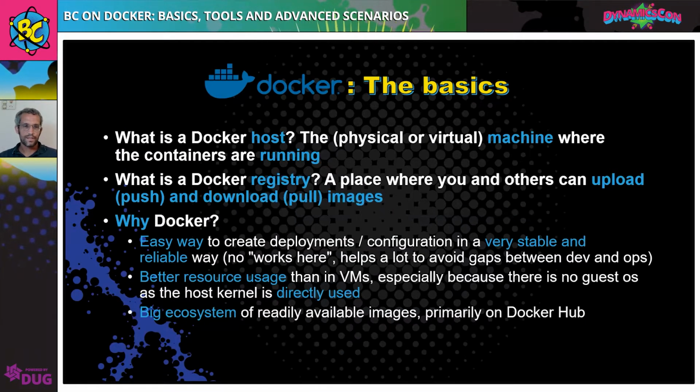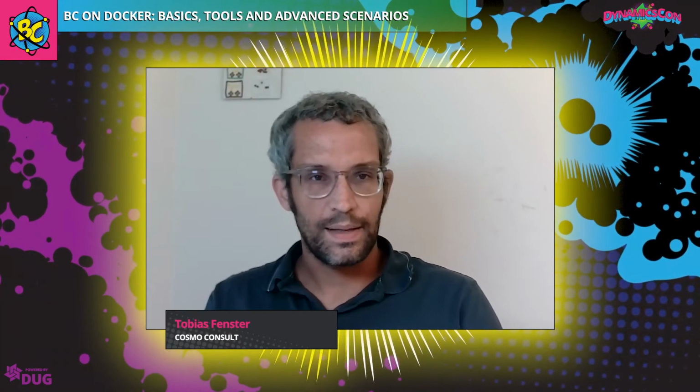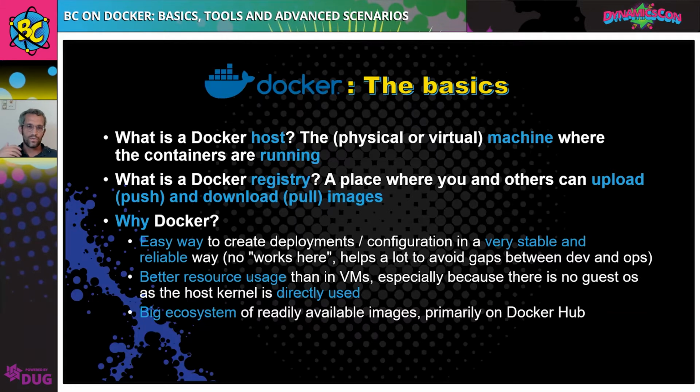Now, a couple of other things. You sometimes might hear me refer to a Docker host, and that is the physical or virtual machine where the containers are running. So if you're running them on your local laptop, then the laptop is the Docker host. If you're running this on an Azure VM or on a VM somewhere in your data center, then that becomes the Docker host. Then we have a Docker registry. A Docker registry is the place that you can use to share your images. That means that someone else is able to use your image. You first have to upload it. That's called a push. And then others can download it, so do a pull on the images.